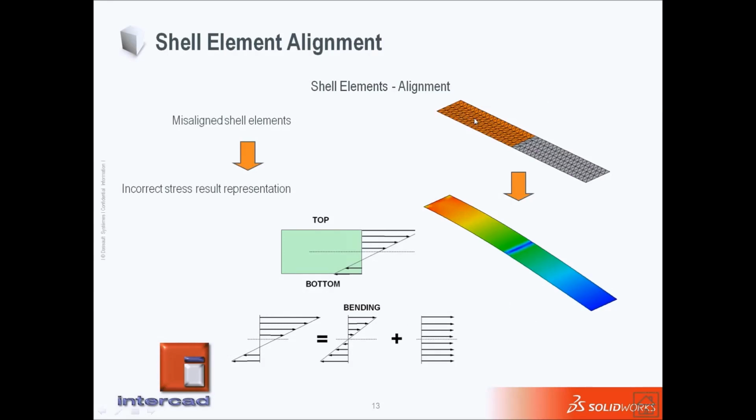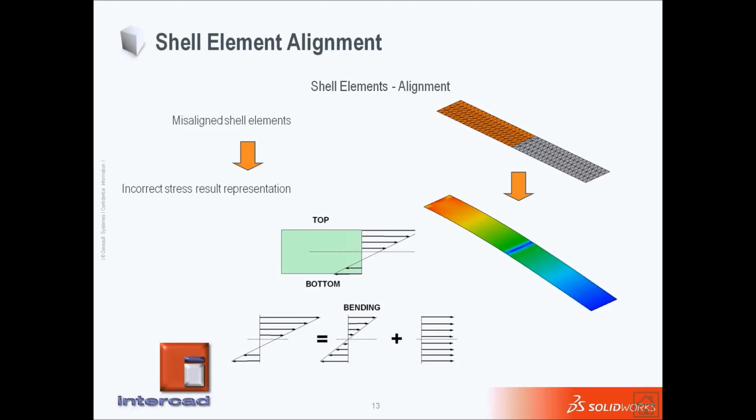Just imagine we have a metal strip and we incorrectly put the shell elements, the first half on the top and the second half on the bottom. This completely explains what happens if you fix that edge and apply the load: the stress values are going to be averaged from what is happening on the left side and the right side, and you can see you have a 0 stress here, which is absolutely wrong.